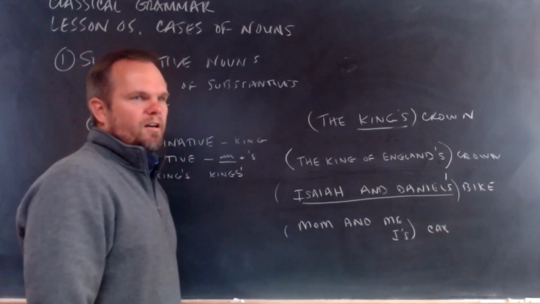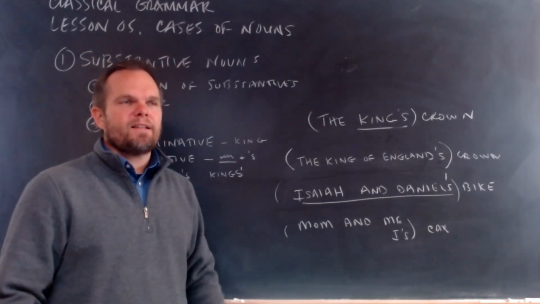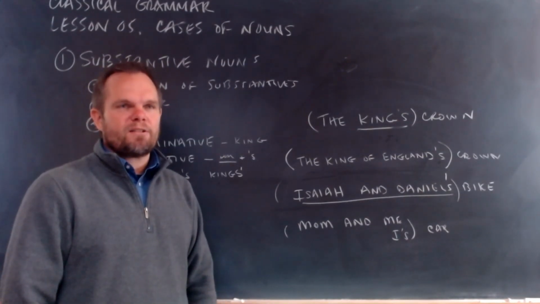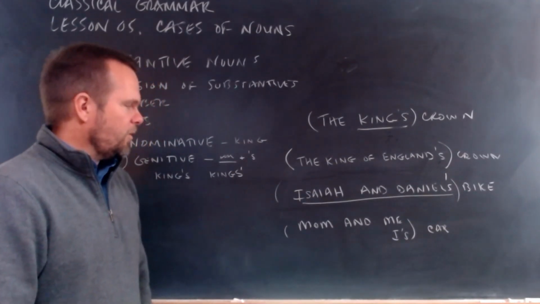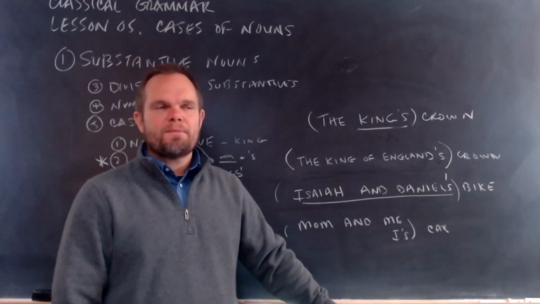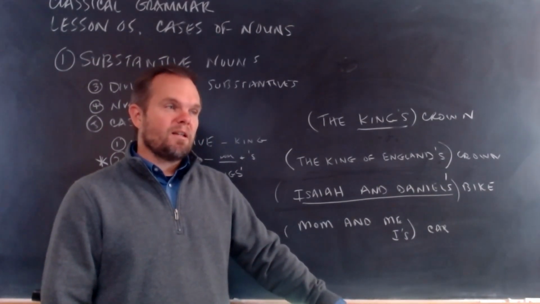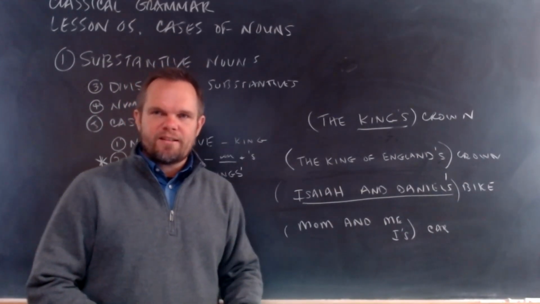Mom and I's car? That's what the rule says, right? Mom and I is the complex subject. Mom and I's car, right? Or should I say mom and my car? Mom's and my car? You see what I mean? How that phrase gets really tricky and difficult.